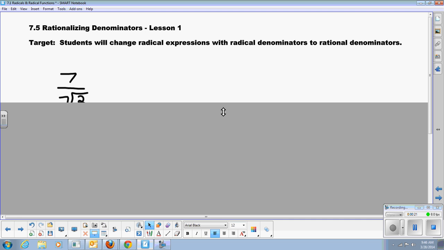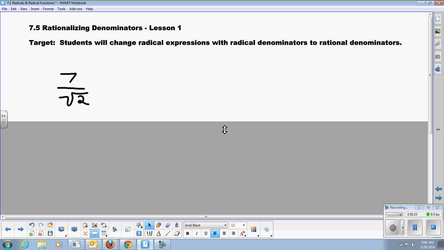I don't want to have an expression like this. That's the square root of 2. I don't know exactly what that is. I do know what thirds are. I do know what fourths are. I do know what fifths are. So we are going to be working to change fractions like this, 7 over the square root of 2, into something with a rational denominator, so I know what size of fraction I'm working with.